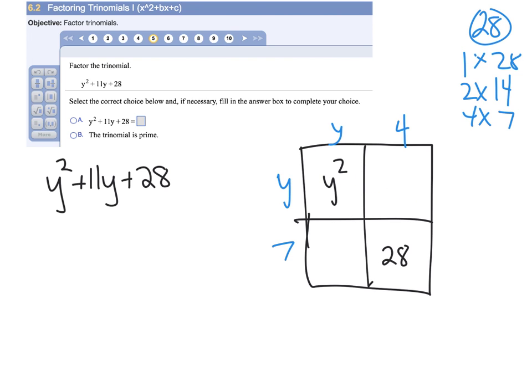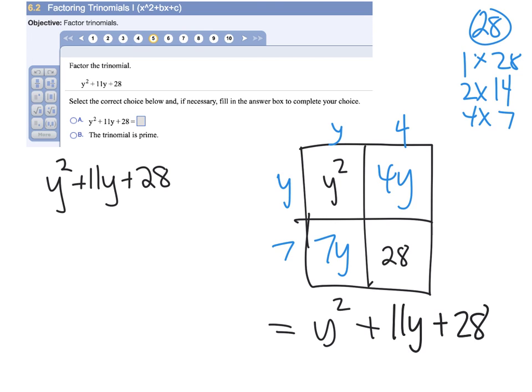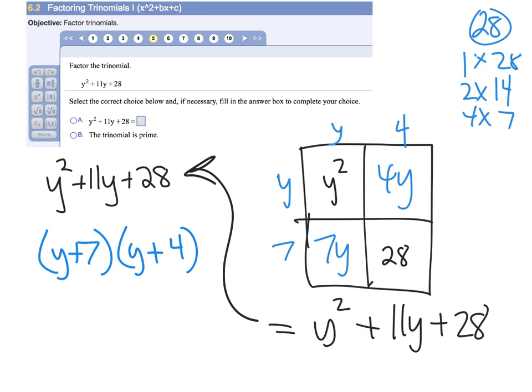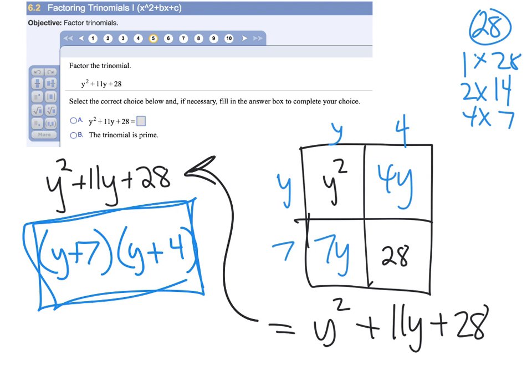So now let's multiply. y times 4 is 4y. And then 7 times y is 7y. And now we're going to add up our like terms to see if we're right. So you get y squared plus, and then 4y and 7y, that's 11y. And then the 28 has no like terms, so it just stays there. And look at that. That was exactly what we were aiming for. So our factored form is y plus 7 times y plus 4.